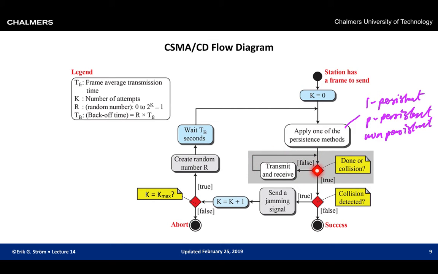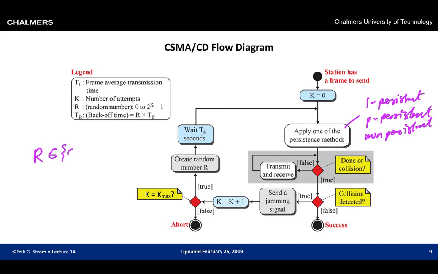However, if there is a collision during the transmission, we abort the transmission and send a short jamming signal, meaning we continue to transmit for a short while, to inform the rest of the nodes that the collision has occurred. We increment k to k plus 1, and if k is equal to k max, then we abort everything. So there is a maximum number of retransmission attempts here.